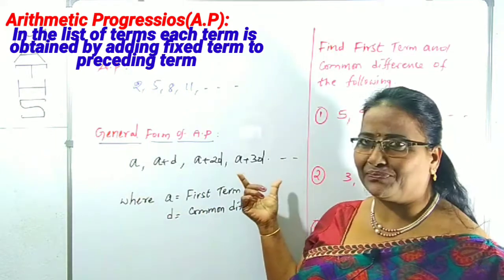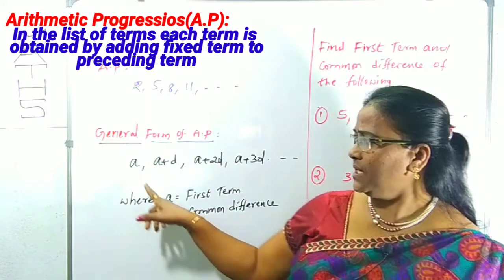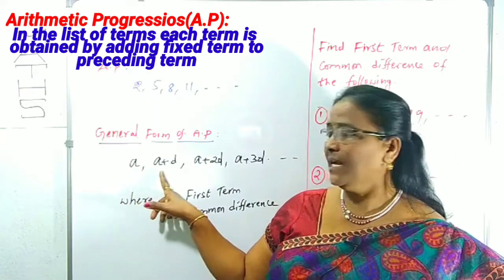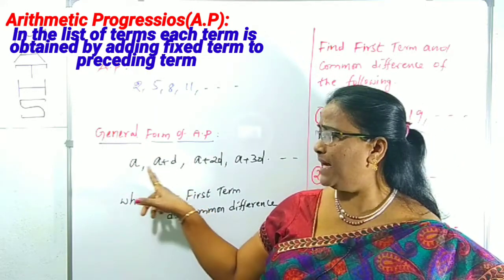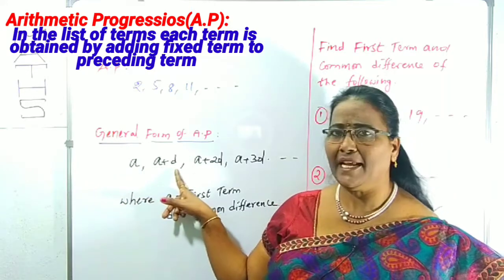We can observe this one. General form of AP. Here A, then A plus D. How do you get A plus D? By adding A to D, we get A plus D.